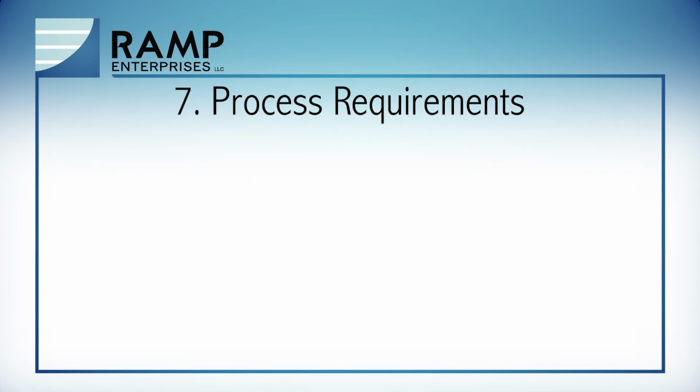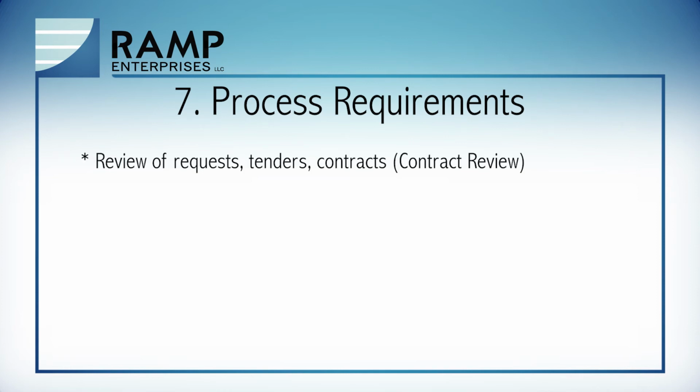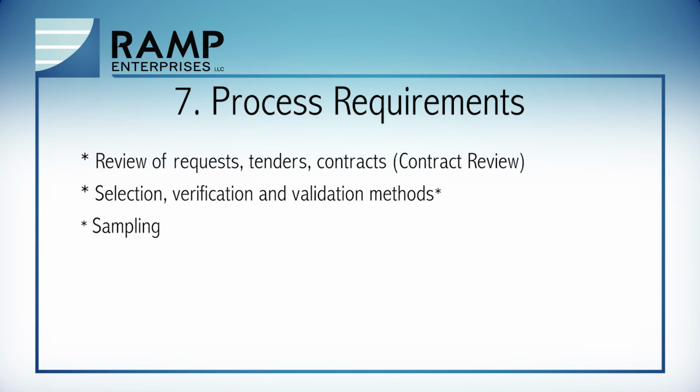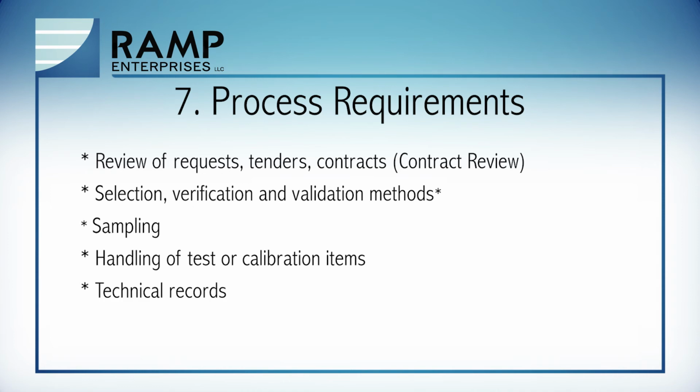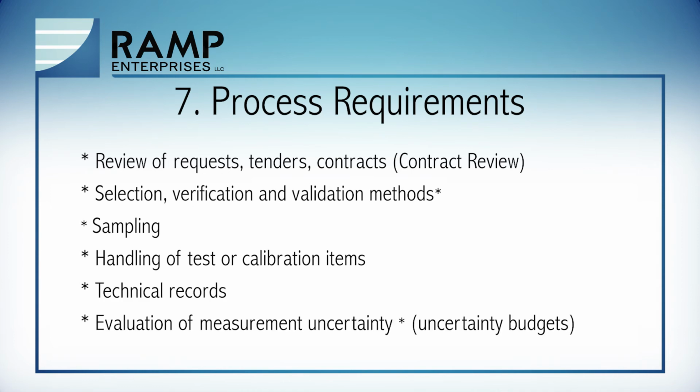In Section 7, process requirements. This is truly the meat and potatoes of the integrity of the standard. The first bullet, review of requests, tenders, and contracts. This is your contract review. The next bullet, selection, verification, and validation of methods. Very important to the integrity of the process. Followed by sampling, handling of test or calibration items, technical records, and a very important principle, evaluation of measurement uncertainty and what uncertainty budgets are allowed for. This is the second very important principle of this standard.